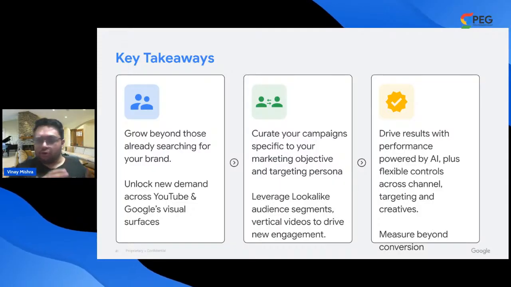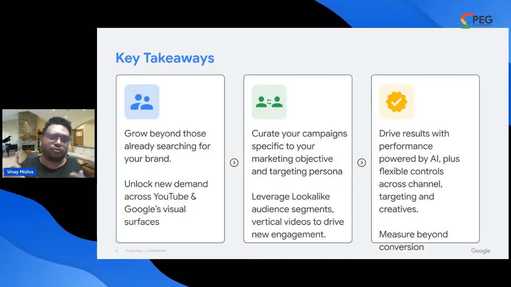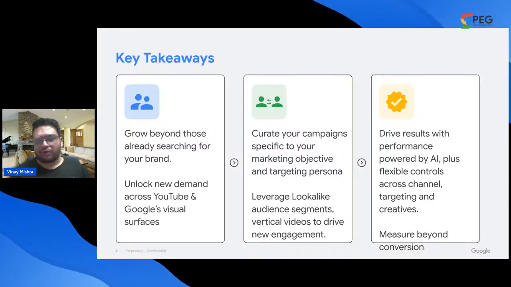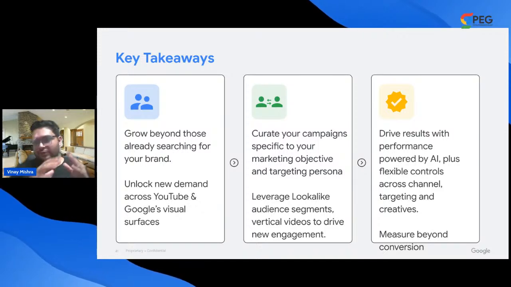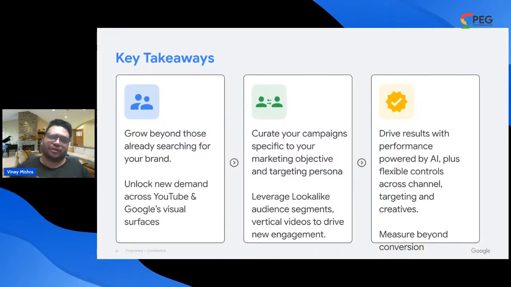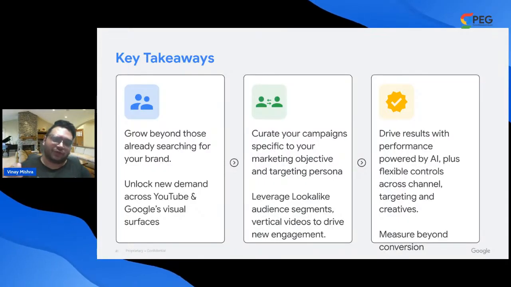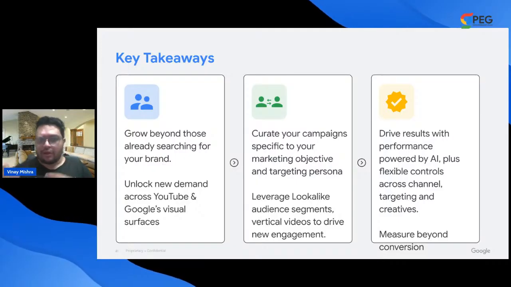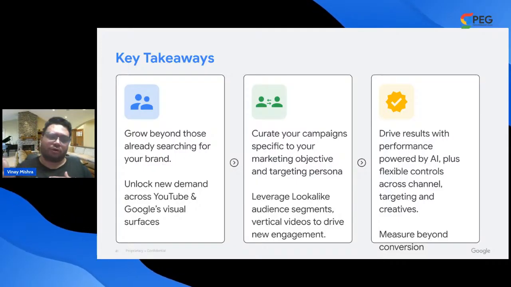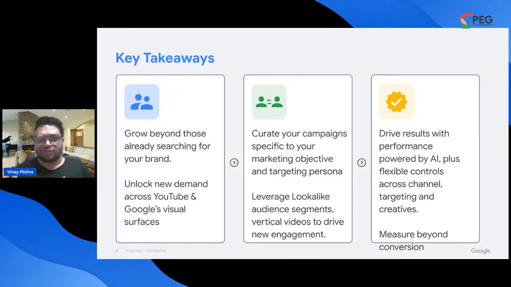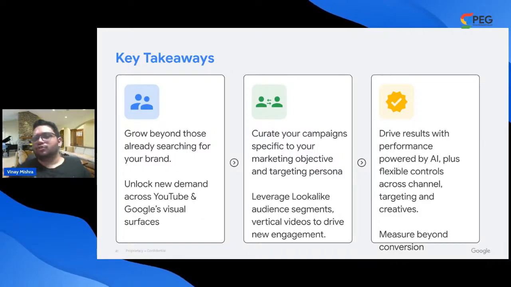Now, quick takeaways from this session. Make sure that you're growing beyond those already searching, you're growing beyond and targeting the users who are already searching for your brand, right? In the very initial slides we spoke of those three different types of stages where the users are. We already know that if you're targeting with search, these are the specific users who already know our brand, right? Then we would want to showcase our ads to users who can unlock new demand across YouTube and Google's visual services that we have.